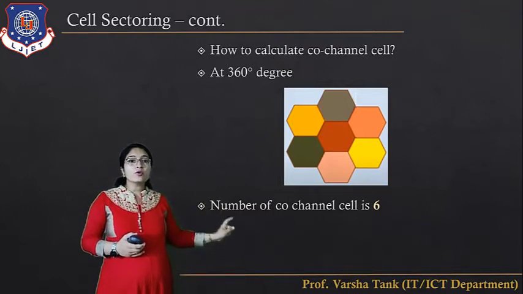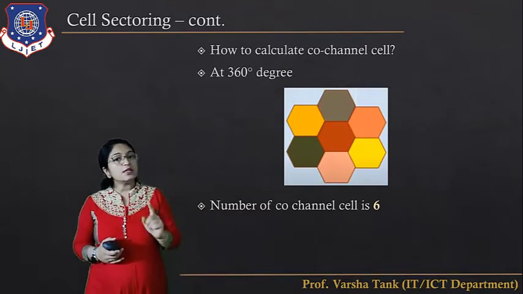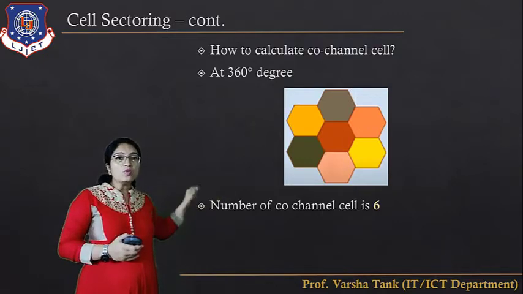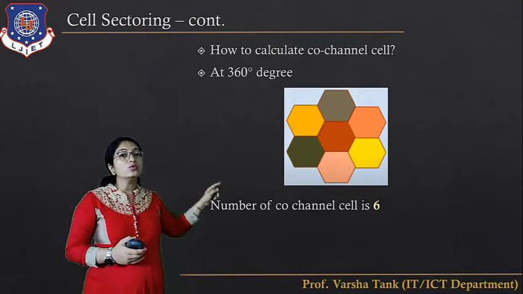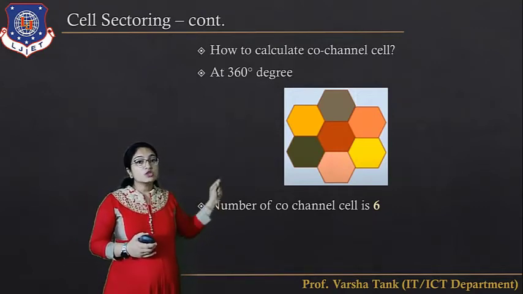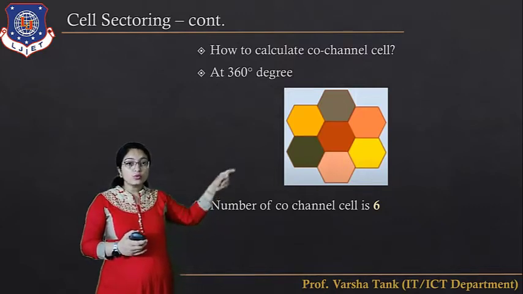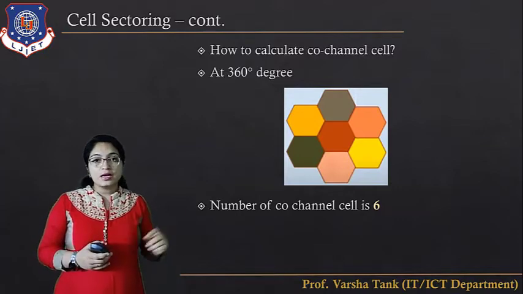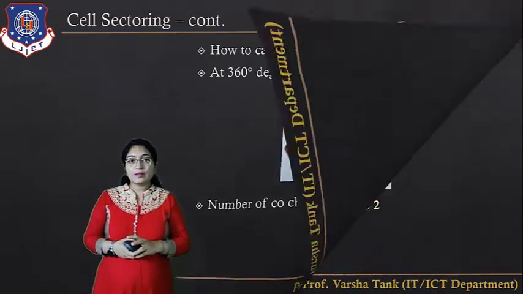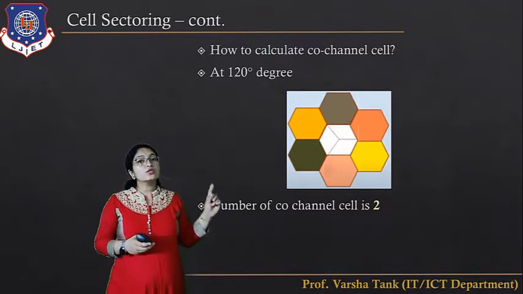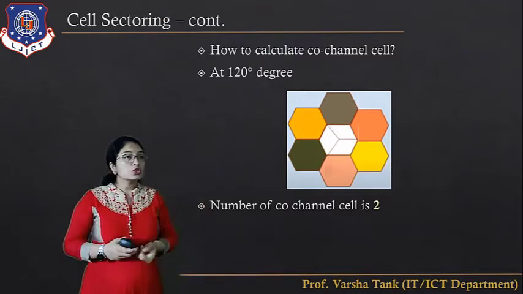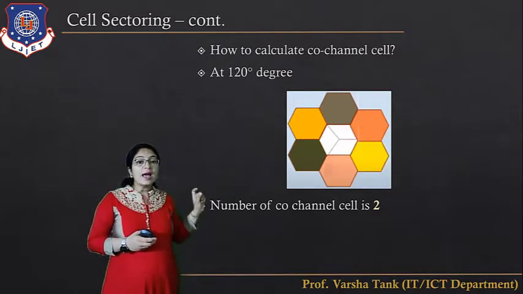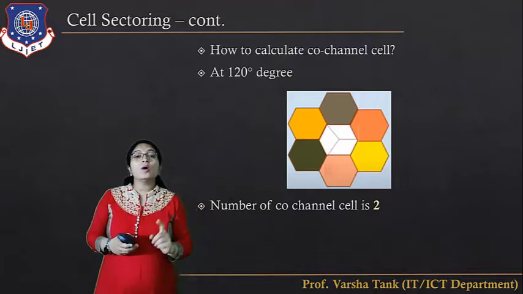So here the number of co-channel cells is 6. How is this number of co-channel cells 6? Consider this red color cell and the surrounding cells, whose edges are connected to this particular red color cell. So 6 edges are attached to 6 different cells. That's why the number of co-channel cells is 6 in this 360 degree case. Now, how to calculate the co-channel cells for 120 degree? Here consider the middle white color cell, and we have divided that cell at 120 degree.